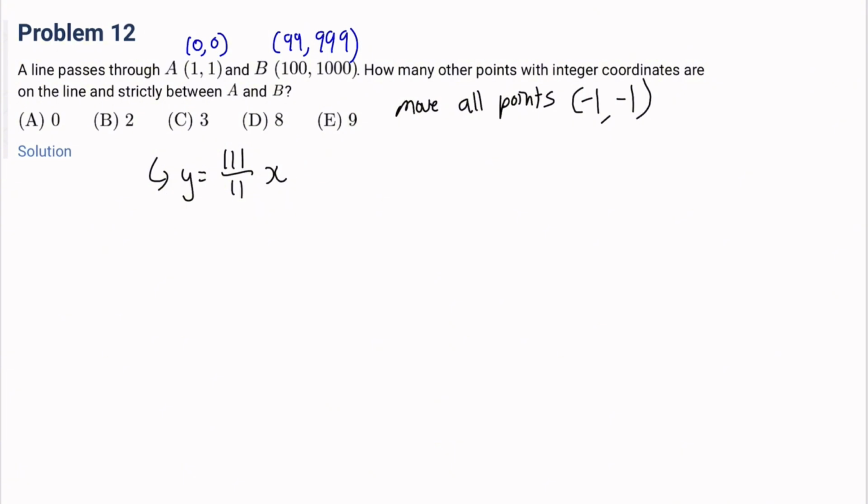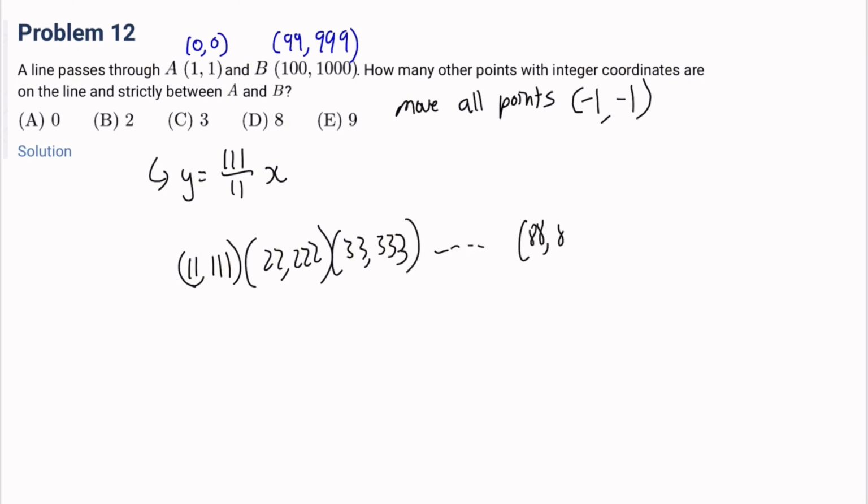And so our possible points, not including these, are going to be (11, 111), and (22, 222), and then (33, 333). You see the pattern here. This is all going to continue up to (88, 888), and then after that is this value, so that's not possible. We have in total 8 values, so the answer is 8. It's D.